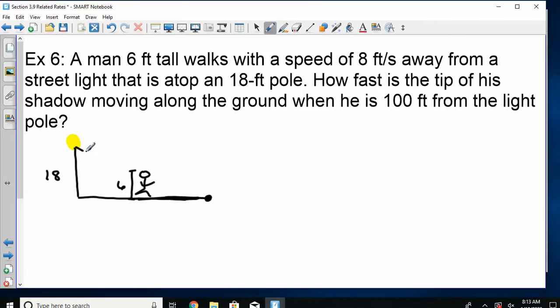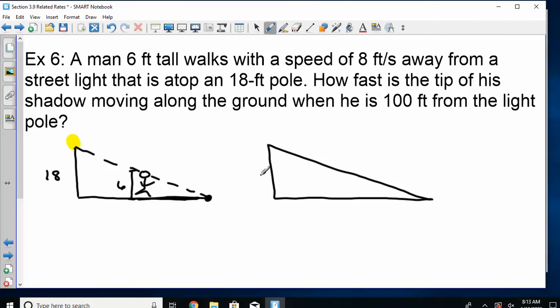So we really have a triangle here. How many triangles are in this picture? 2 of them. We've got the big one where the height is 18, and then you've got the smaller one where the height is 6.